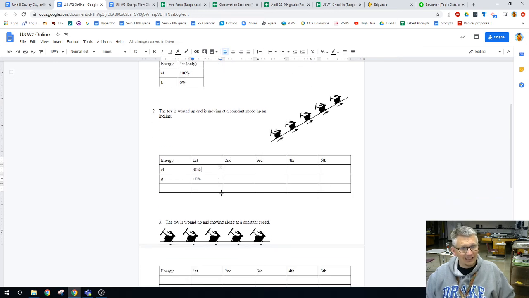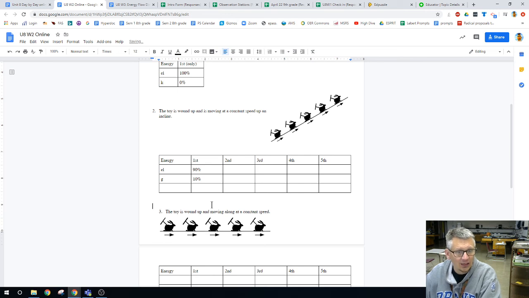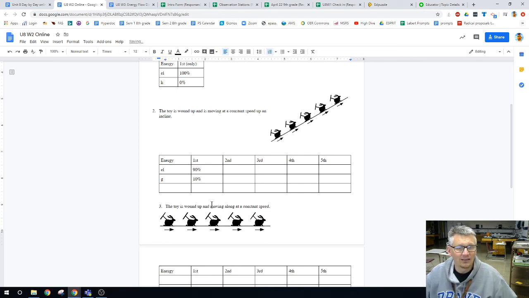And once again, when you see things that are at a constant speed, I would not put them in. I would not put kinetic energy in if the speed stays the same.